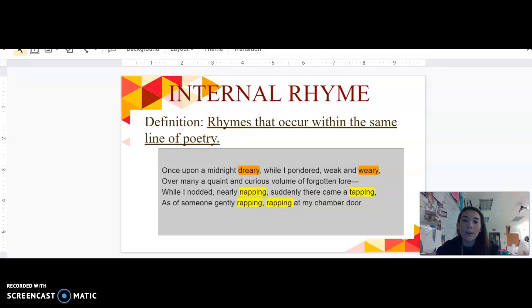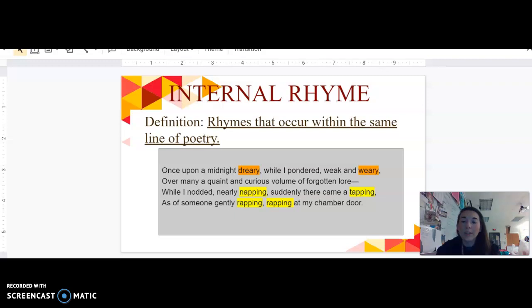So once upon a midnight dreary, while I pondered weak and weary, over many a quaint and curious volume of forgotten lore, while I nodded, nearly napping, suddenly there came a tapping, as of someone gently rapping, rapping at my chamber door. So you can see that there are a couple different forms of internal rhyme.